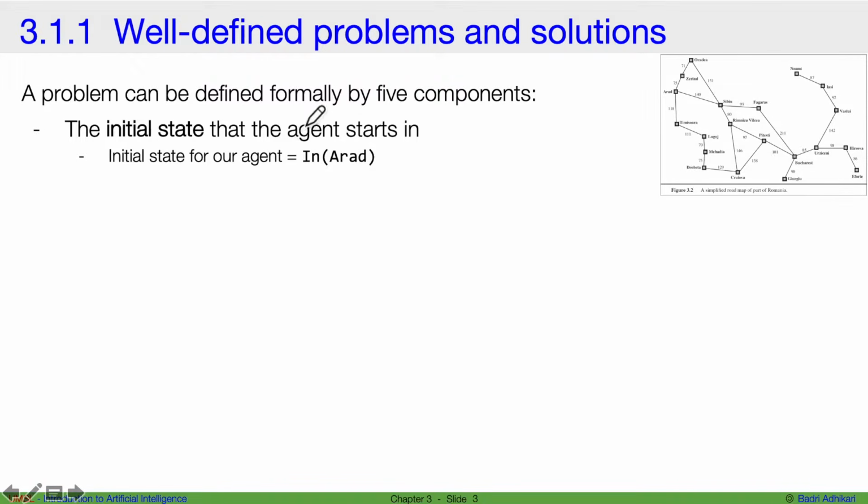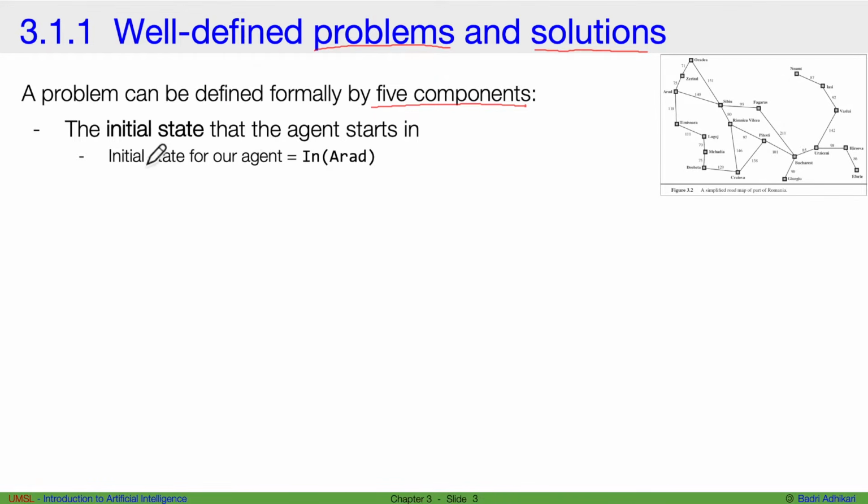To solve problems like those, we need to define them properly. We need to define both the problem and the solutions, or format it in a way where we can obtain solutions. And a search problem can be formally defined by describing 5 components.